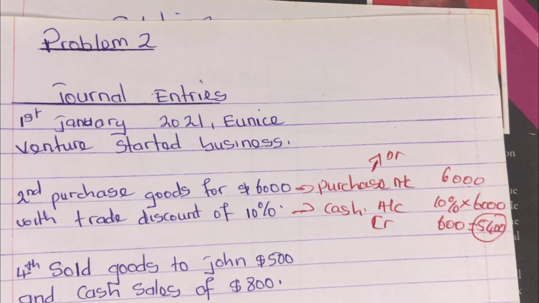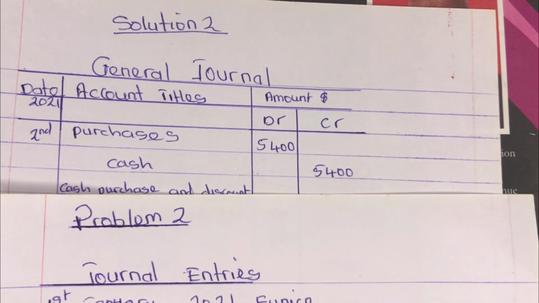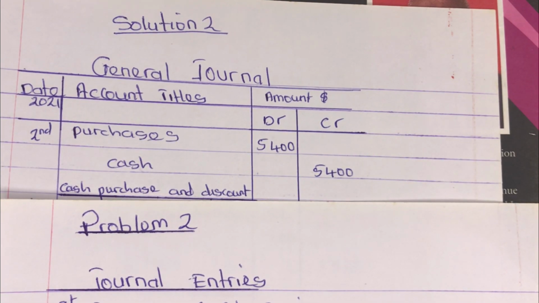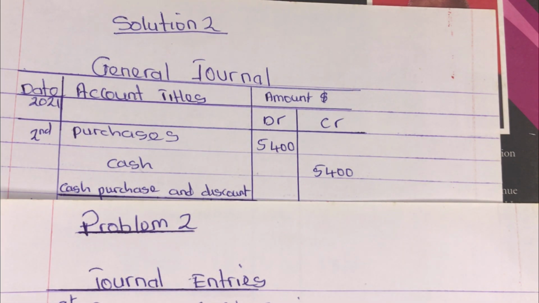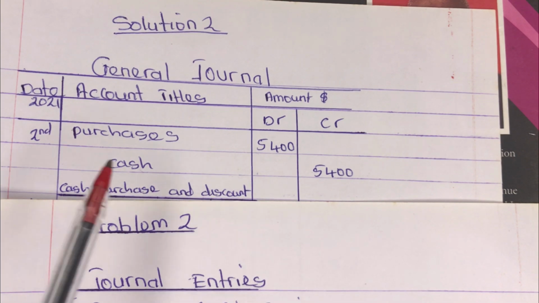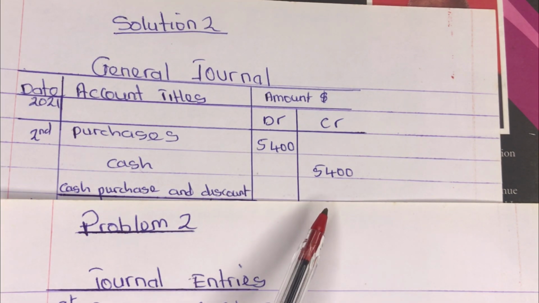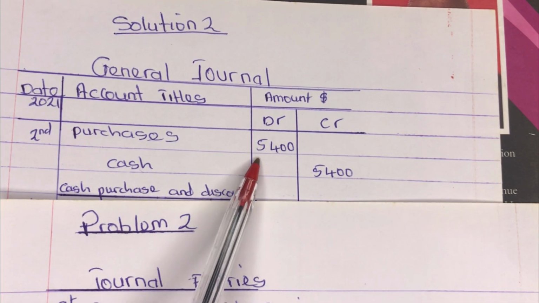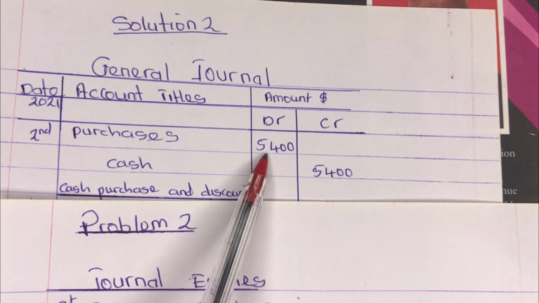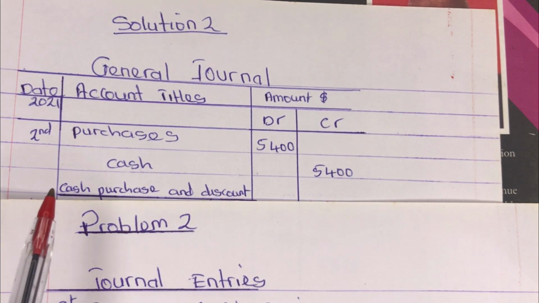So let's look at the solution. So we debit the purchase account because we have purchased goods and purchases is coming in, and we credit the cash account because cash is going out of the business. So we receive a trade discount of 10%. We calculated it on the 6,000 and we finally paid 5,400 to the supplier. So that was cash purchase and discount.